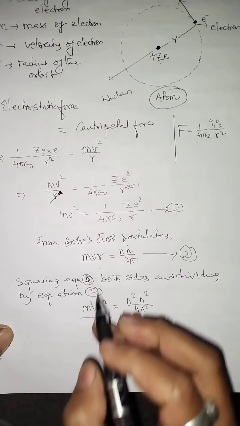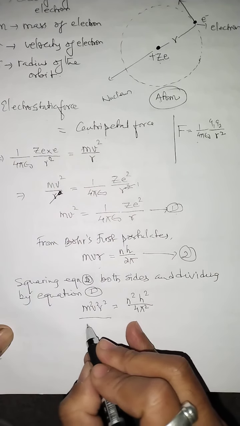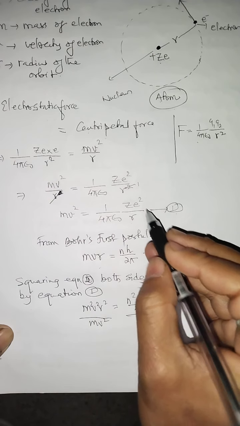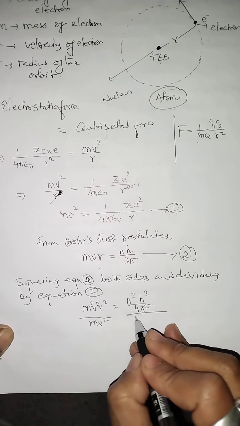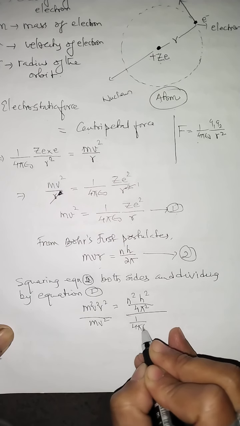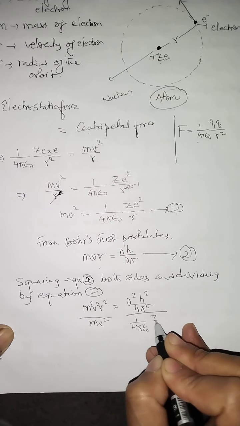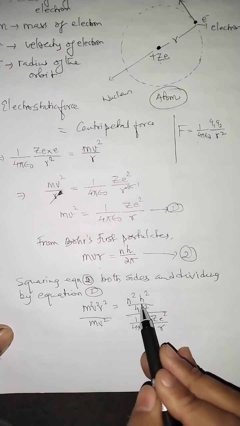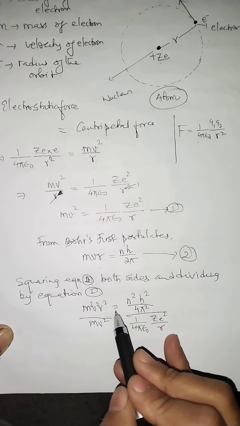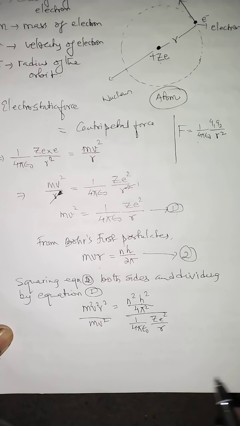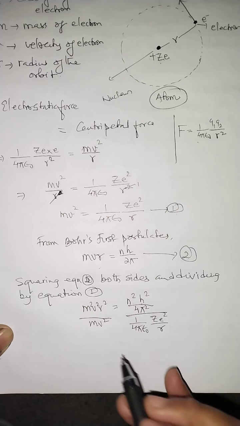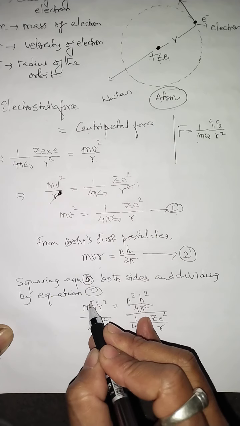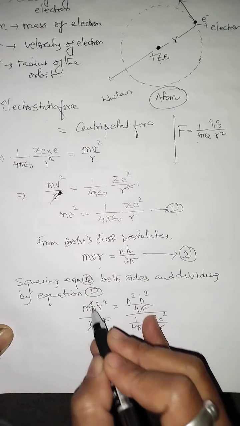So I divide this way, divide by the left hand side of equation 1, that is m b square, and I divide the right hand side of equation 1, 1 by 4 pi epsilon naught, z e square by r. So I did squaring of equation 2 first, then I divided by equation 1 of that squared part, both sides. Now you can see there is some cancellation that takes place, and the cancellation will be m and m square, m cancels out, b square cancels out.